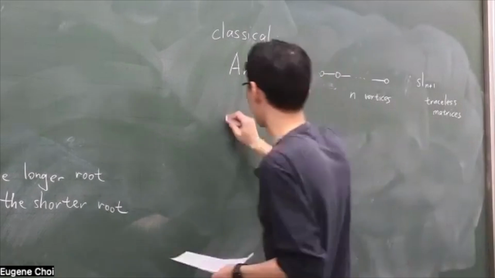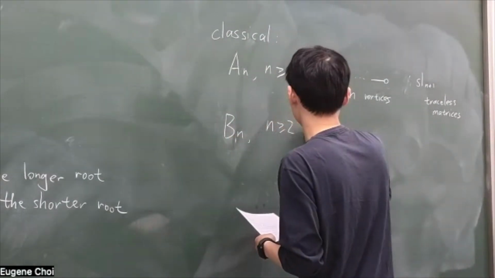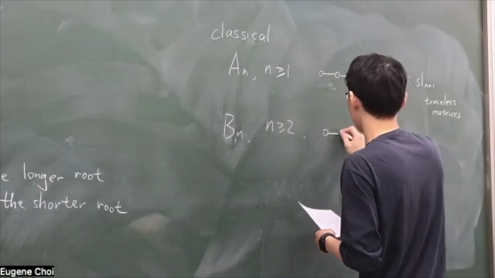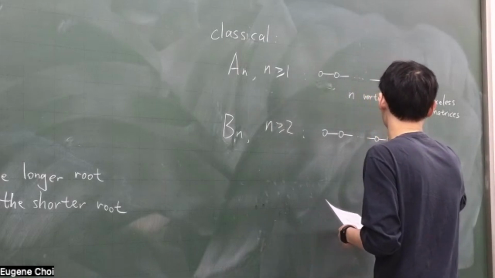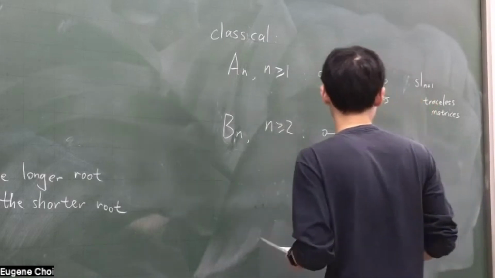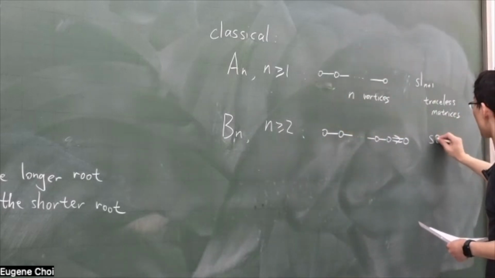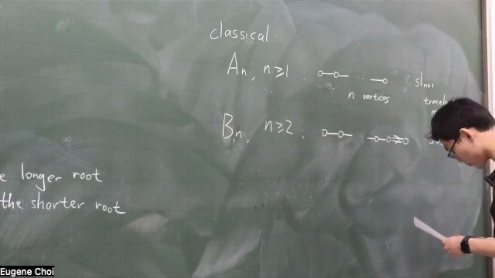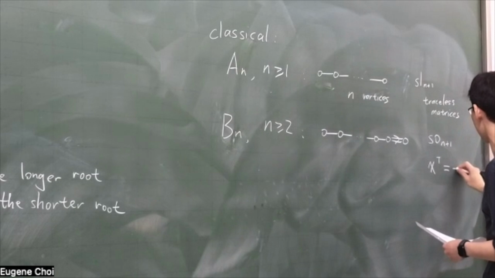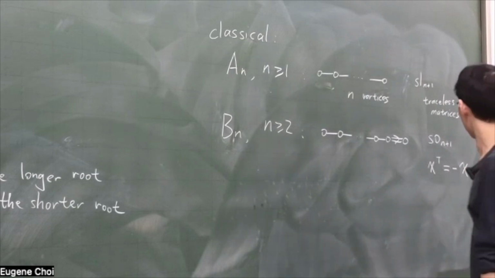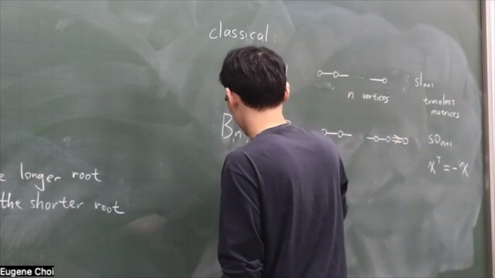Then I have B_n with n greater than or equal to 2. They look like this. There is one short root in the end, of course, always n vertices. And this is denoted as SO 2n plus 1, which says the matrix X, its transpose is equal to minus X. In other words, it's antisymmetric.